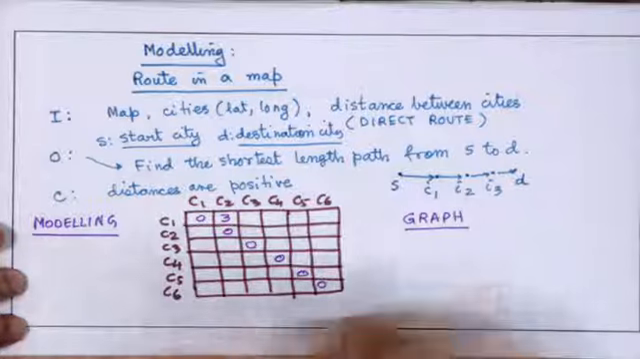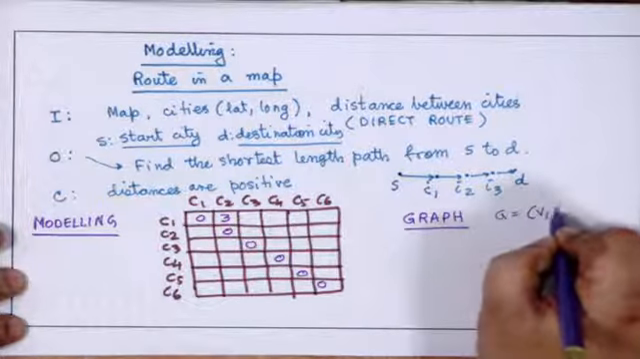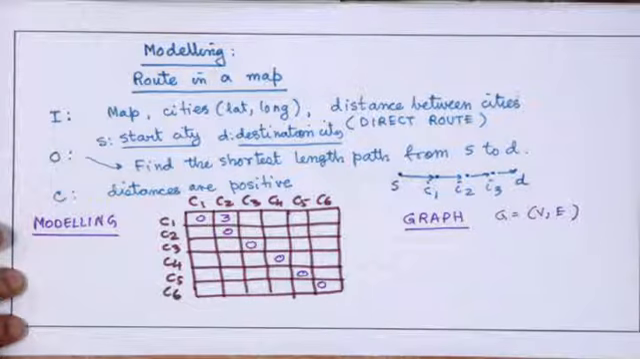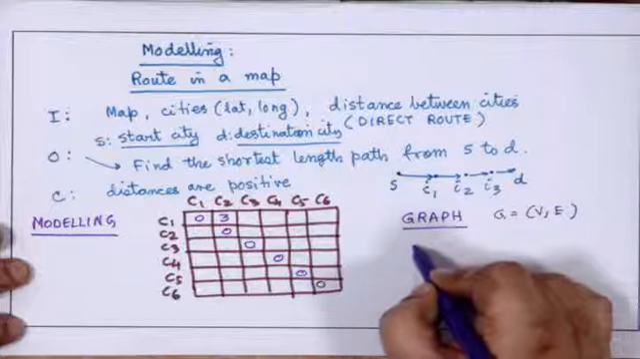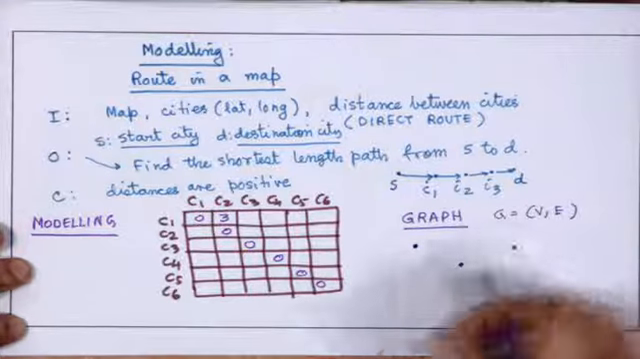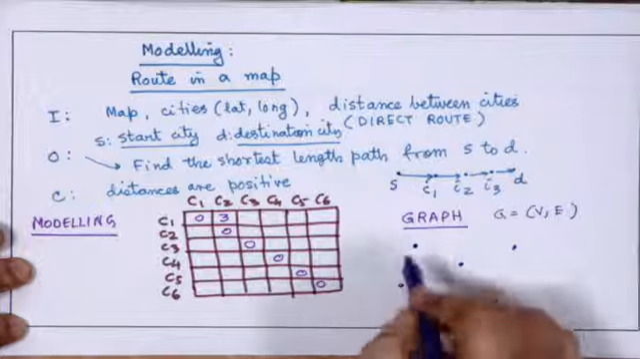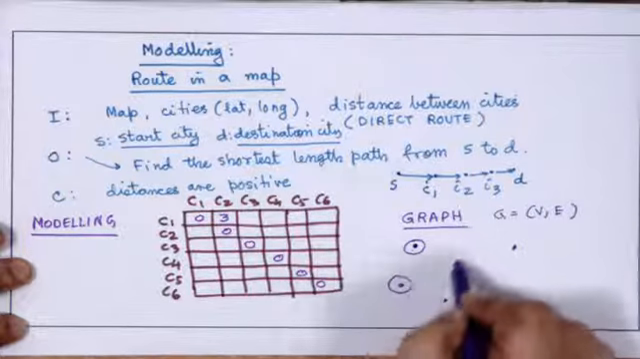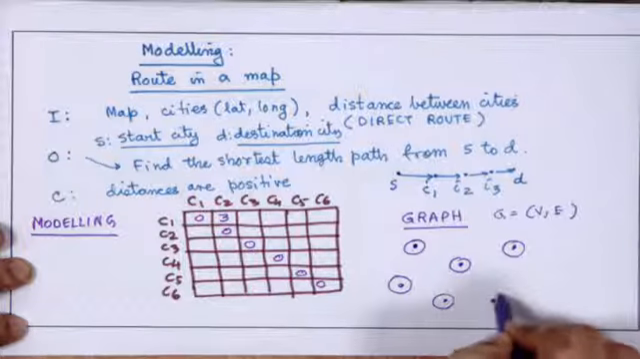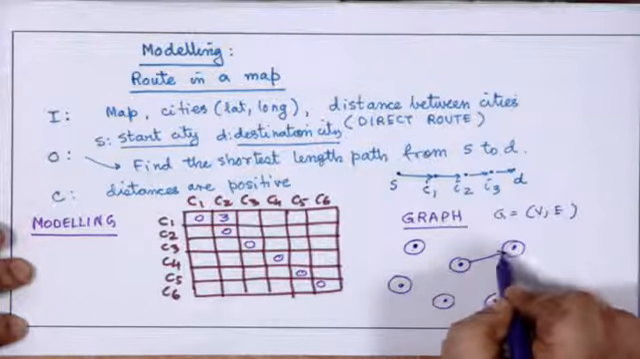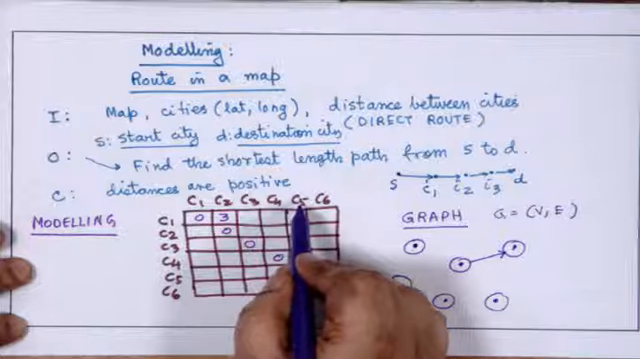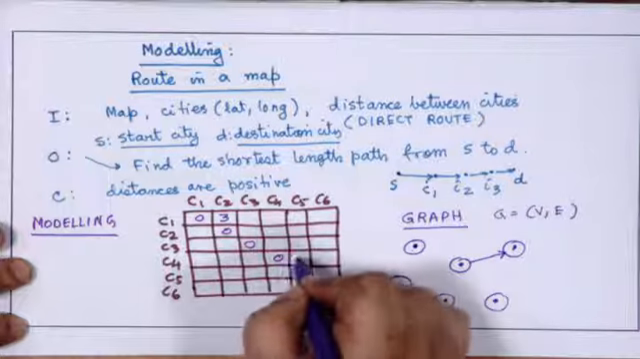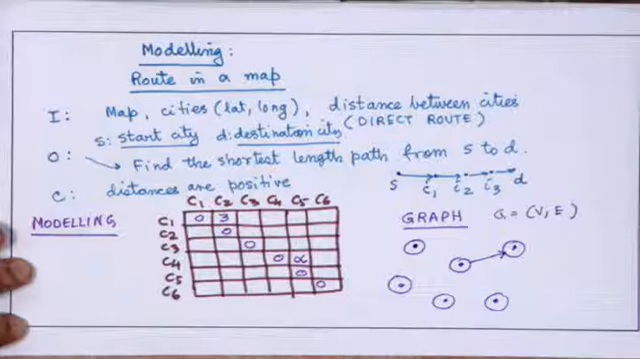A graph, as we all know, G equals (V, E), where V is a set of vertices and E is a set of edges or vertex pairs. The graph could be defined by a set of 6 vertices in this case, and between any 2 vertices there will be an edge if there is some distance between them. If there is no direct route between, say, city C4 and C5, then this matrix will contain infinity.